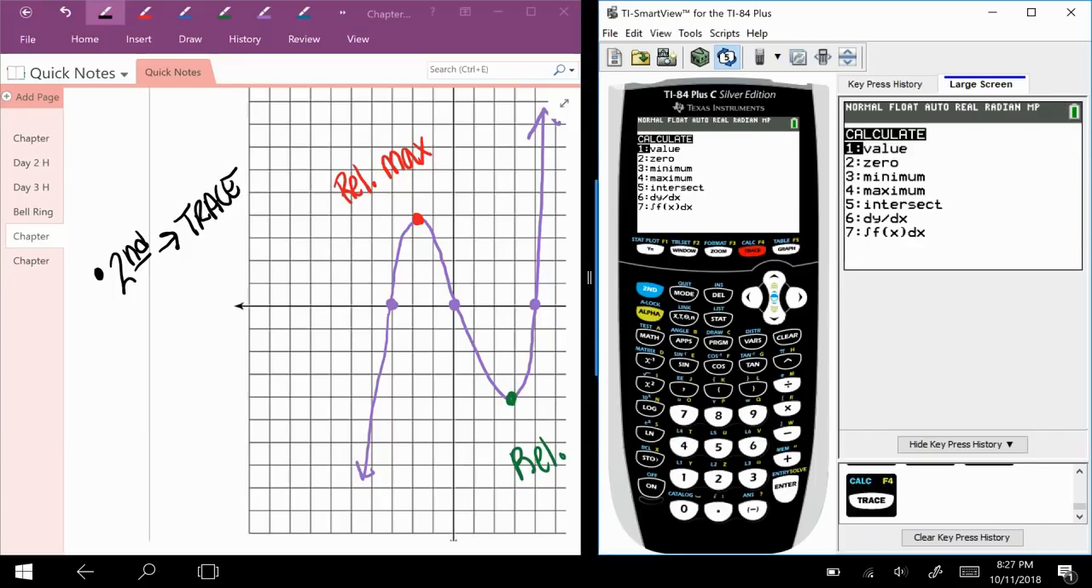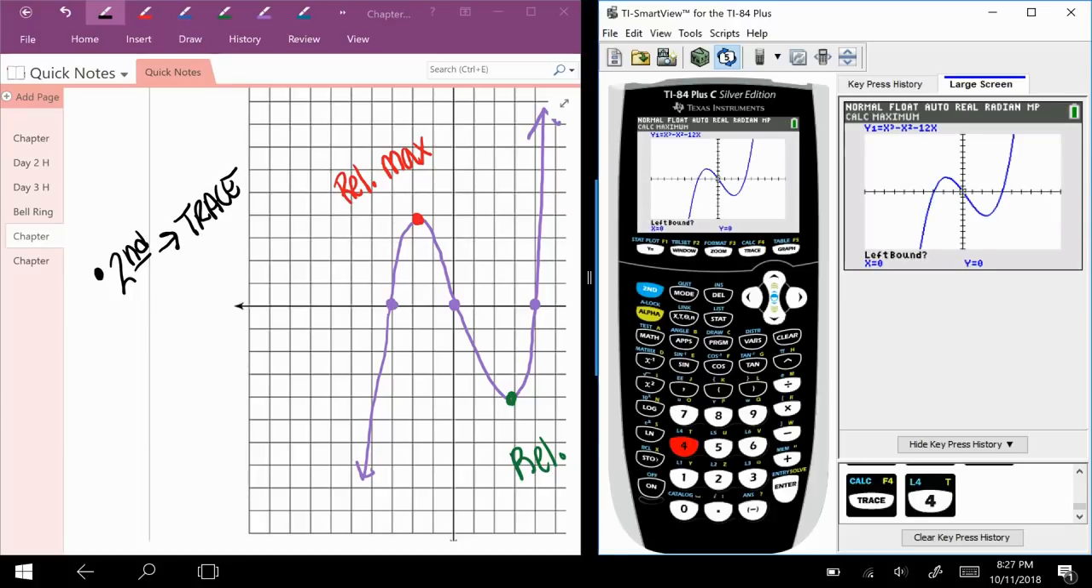Okay, we want to calculate the max first. I'm just going to go left to right. So I'm going to press option 4 for max. And remember, you see this left bound on your calculator. I'm going to put my pointer right here. You want to go left of where you think the max is. So in my pointer here, that's where the max is.